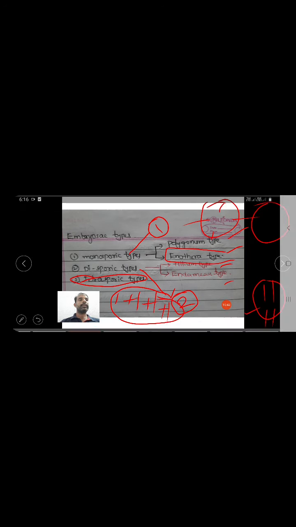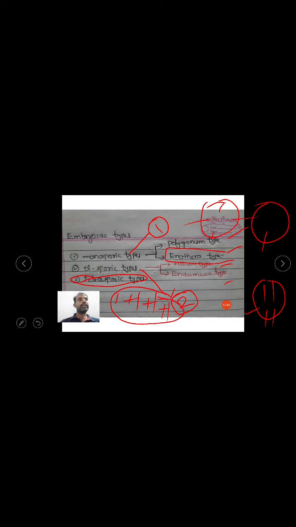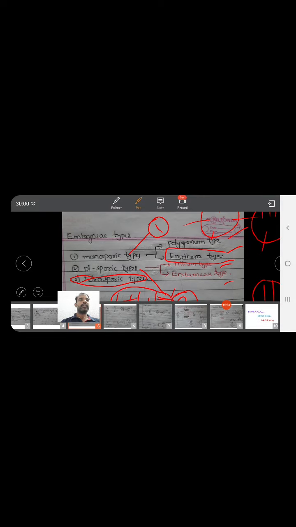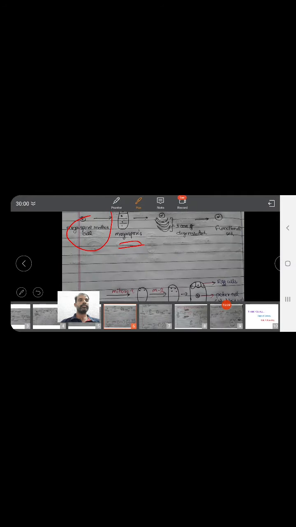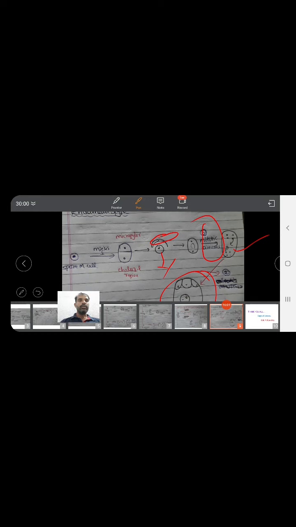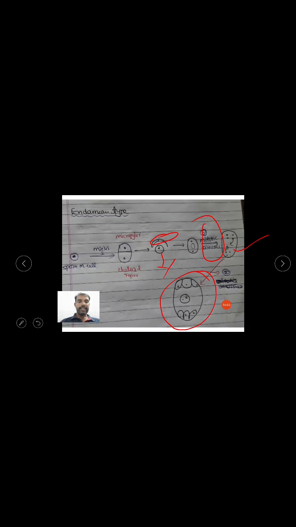Then the third one, the embryo sac, is arranged like this. Mainly one cell is located in the micropylar region and the remaining three cells are arranged in the chalazal region. These three main different types of arrangements are present. Okay, now I can explain. I will just tell the names of the tetrasporic types, not a clear explanation.